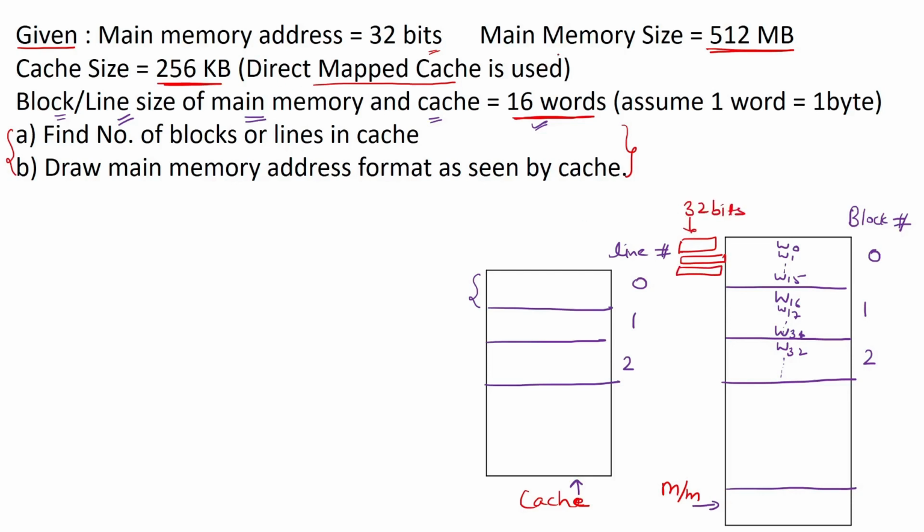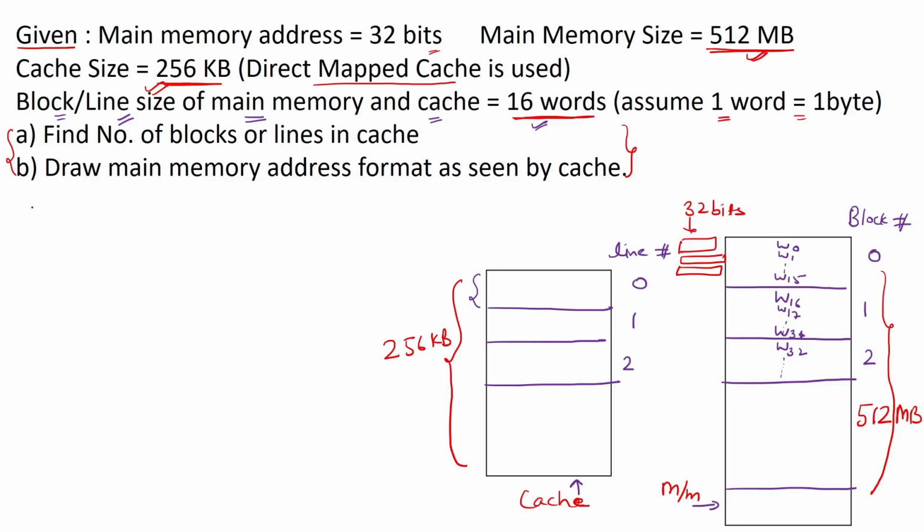Next, the size of the main memory is 512 MB, so our total memory is 512 megabytes, and the size of your cache is 256 KB, so total cache is 256 KB. These are the information that we are given, and we have to assume one word equals 1 byte.